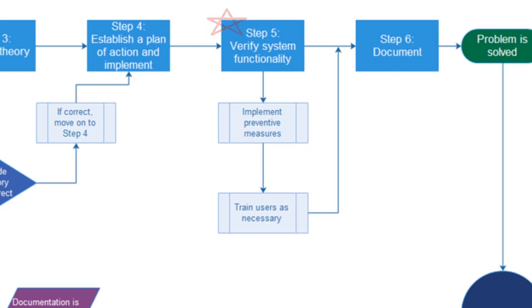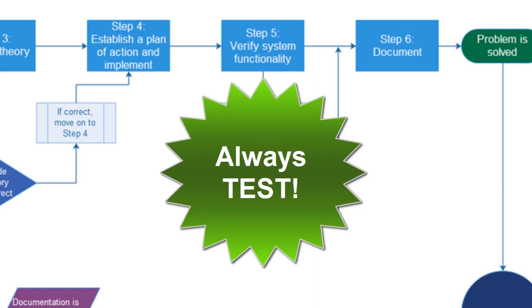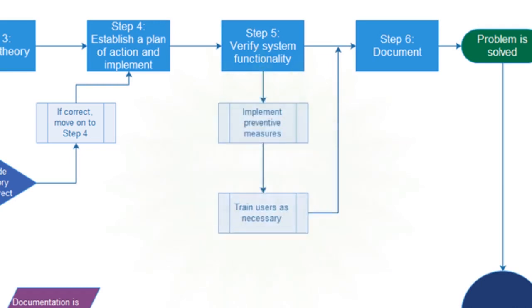That brings us to step five, where you verify system functionality. This is the second most important thing on the list here, in my opinion. You got to test. Test everything you do. I don't care if it's an installation, a configuration, a troubleshooting problem, whatever. You got to test it. Otherwise, you could be caught with egg on your face. You don't want that. So you got to test.